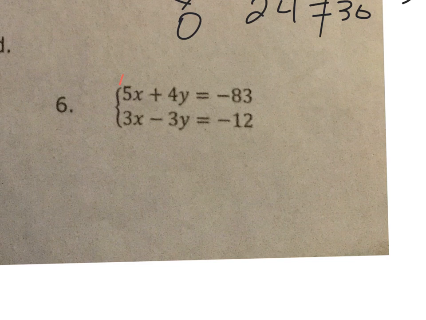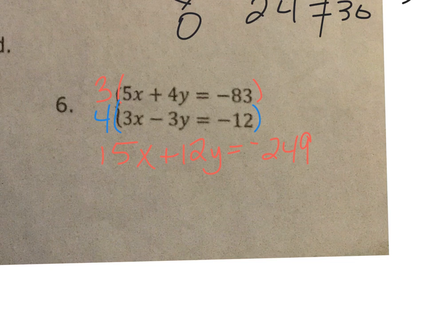So that means I'm multiplying the first equation by 3, because 3 times 4 is 12. And I'm going to multiply the second equation by 4, since 4 times 3 is 12. I don't have to make one negative and one positive because my y terms are already one positive, one negative, so that's already going to cancel. Okay, so the first equation will become 15x plus 12y equals negative 249.